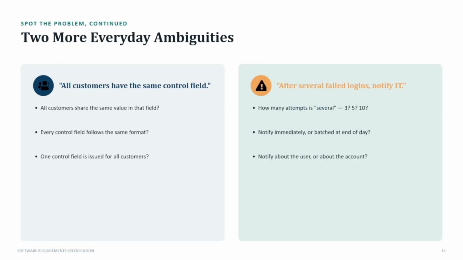Then two more everyday ambiguities. One: all customers have the same control field. Does that mean all customers share the same value in that field, every control field follows the same format, or one control field is issued for all customers? Two: after several login fails, notify IT. How many attempts is several? That is important: 3, 5, 10? Notify immediately or batch at the end of the day? Notify about the user or about the account? These are different everyday ambiguities.